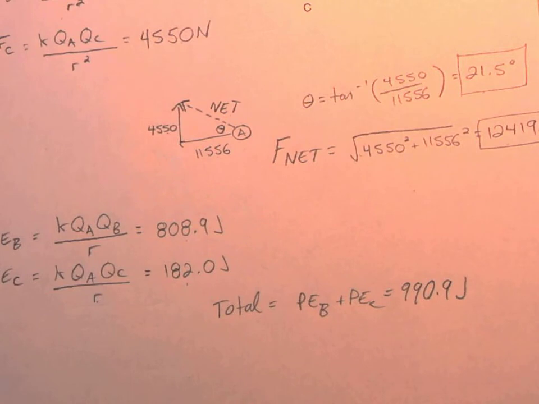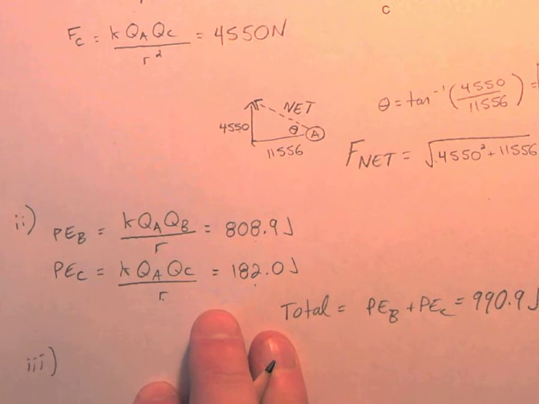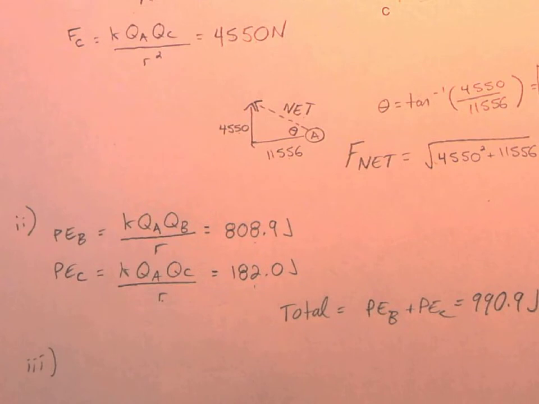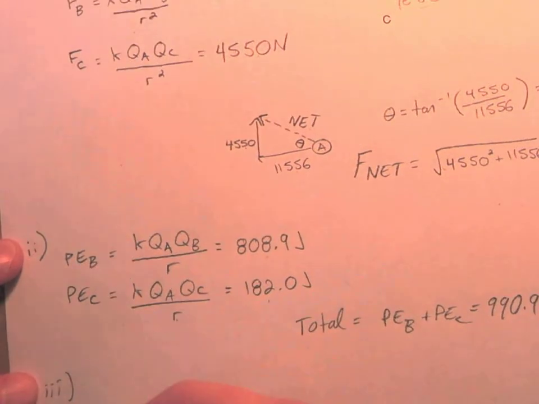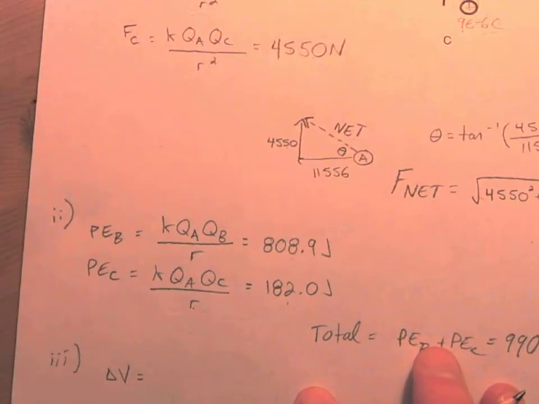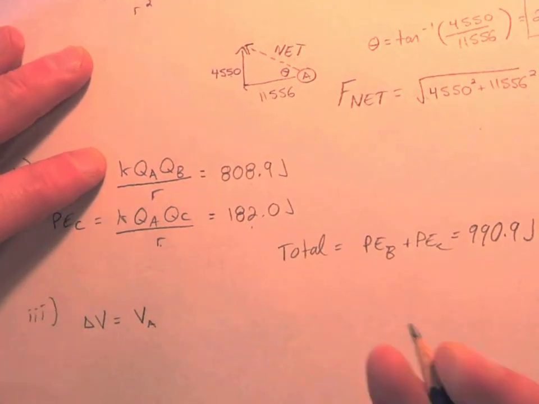Alright, so that one's done. Now let's do the third part. What is the electric potential difference between infinity and A? Okay, so again, this is the potential energy divided by your source charge. Okay, so if we recall, potential energy at the infinity spot is 0. So if we want the potential voltage difference, it's just going to be the same as the volts at A, because the volt at infinity is 0.